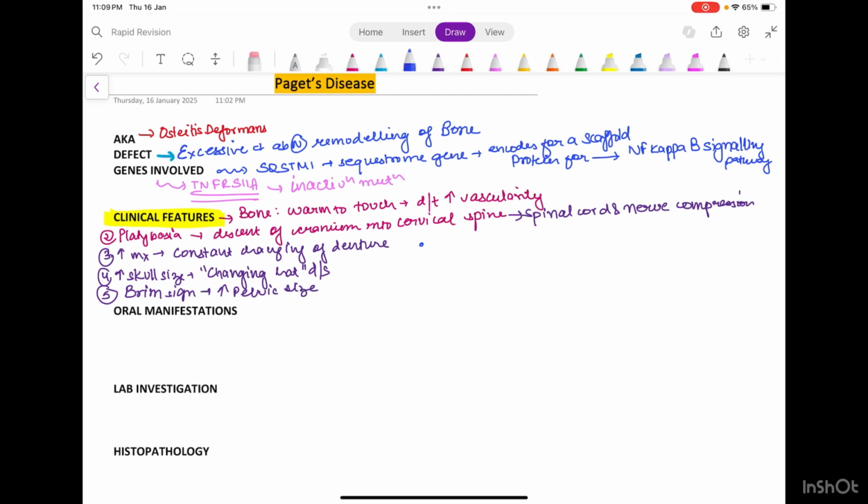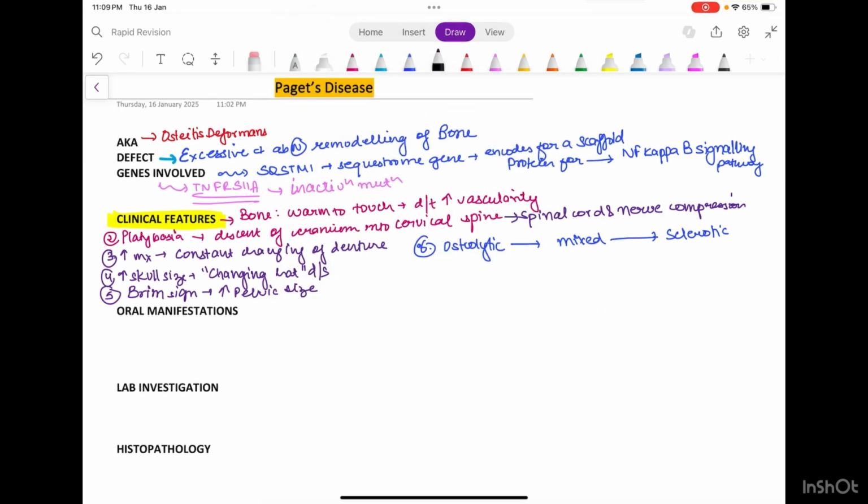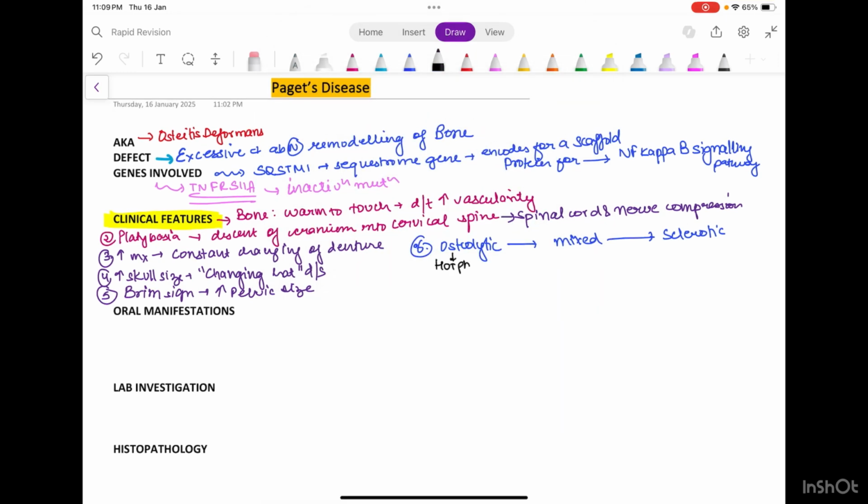All right, then there is a thing in which we divide it into three parts. Basically, one is the osteolytic phase, okay, then we have mixed, and then we have sclerotic. Now in this, you should know this is the hot phase and this is the cold phase. All right, here you can see blade of grass, flame sign.